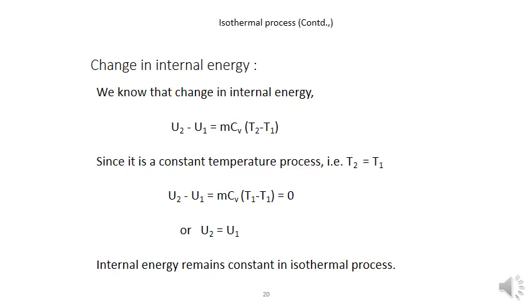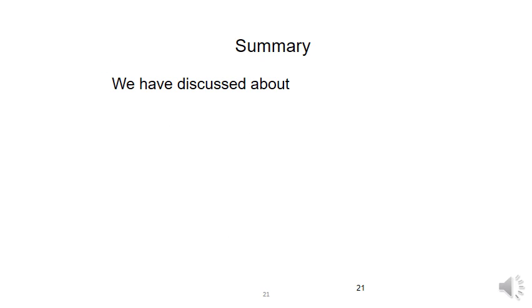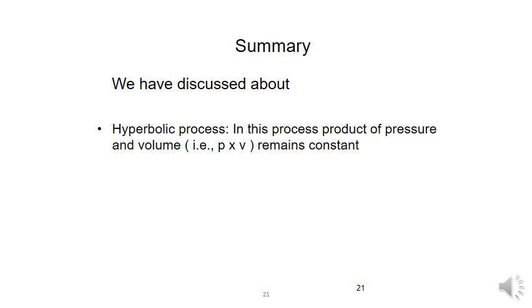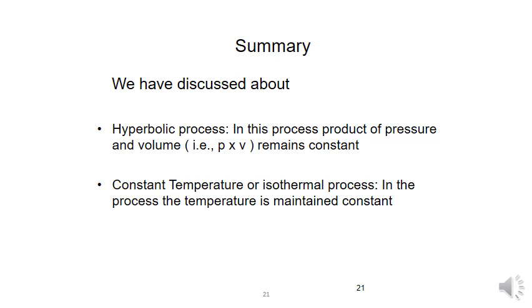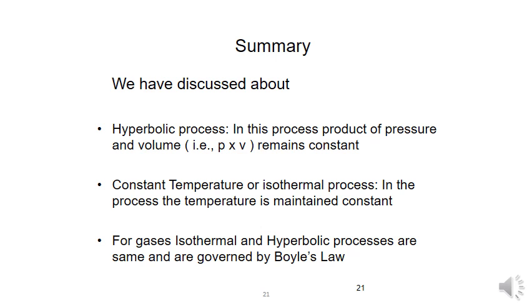So, what will you learn in this class? About the isothermal process. First, the hyperbolic process. Next, the constant temperature or isothermal process. In the hyperbolic process, the product of the pressure and the volume remains constant. According to Boyle's law, the temperature remains constant. As the pressure is increasing, the volume is decreasing, but the product P into V always remains constant.